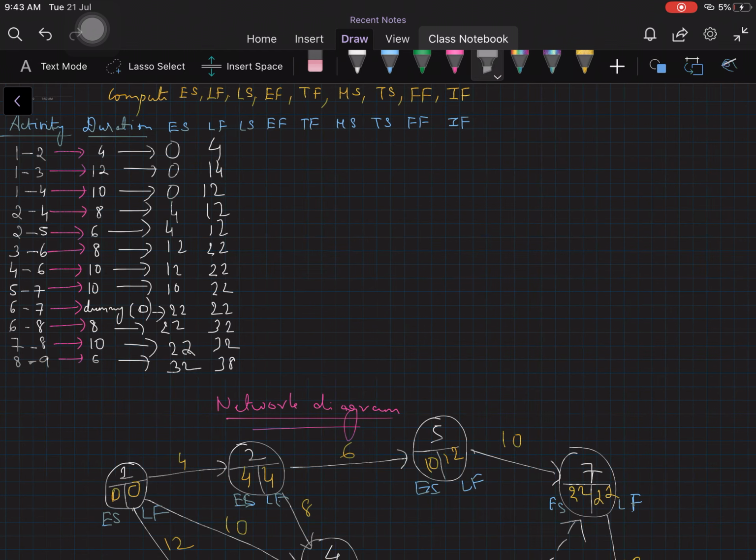Now this is how we fill. How did we get this? I'll repeat. To find the late finish, you go by the ending events of every activity. Now go to that event and get the late finish of that event. That's all.